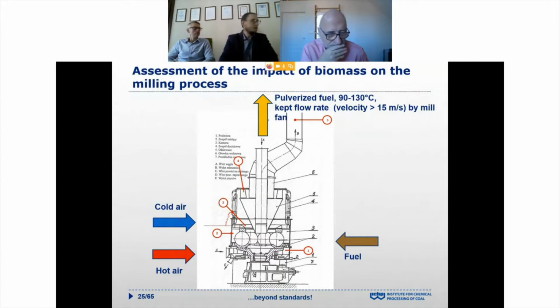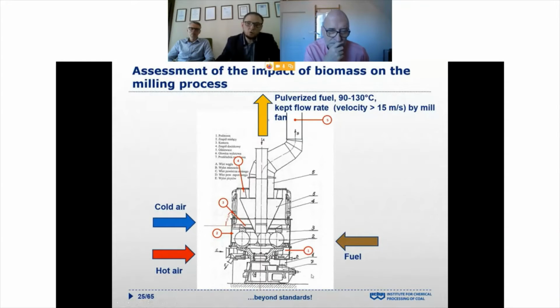This is the typical mill. I would like to show you the main streams that are introduced into the mill. Of course, we introduce the fuel. It can be coal, or it can be a mixture of coal and biomass. Also, we introduce the cold air and hot air.